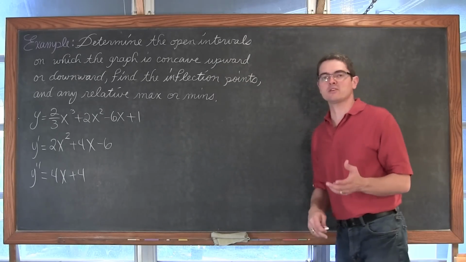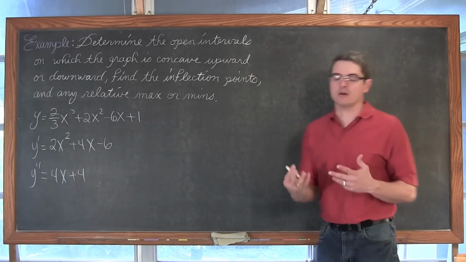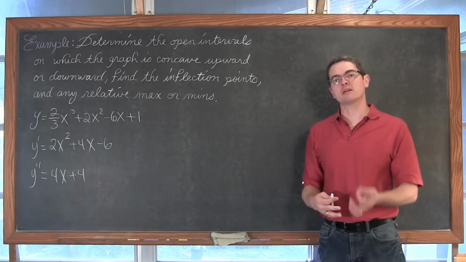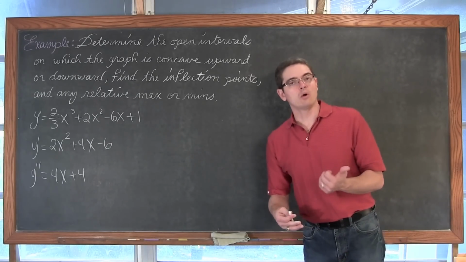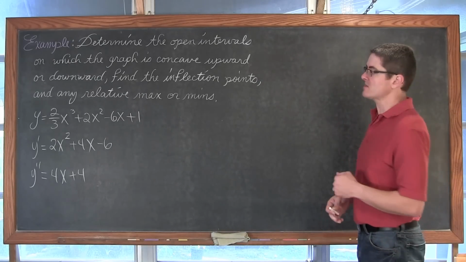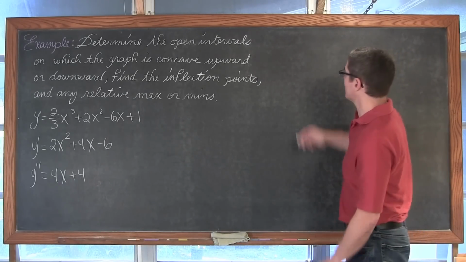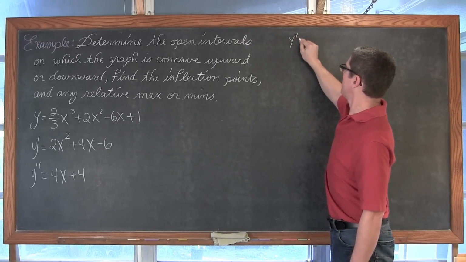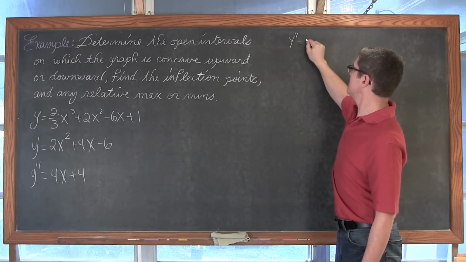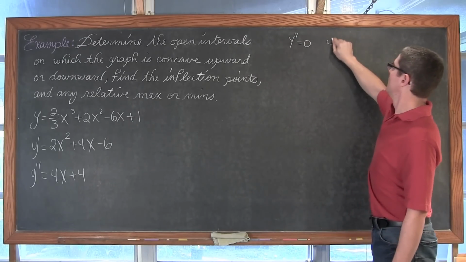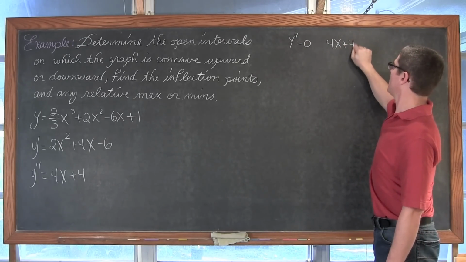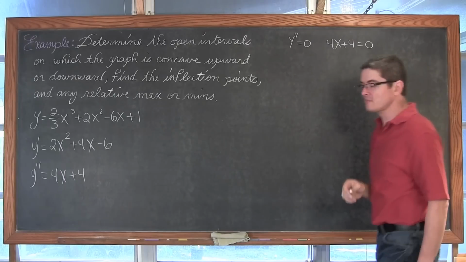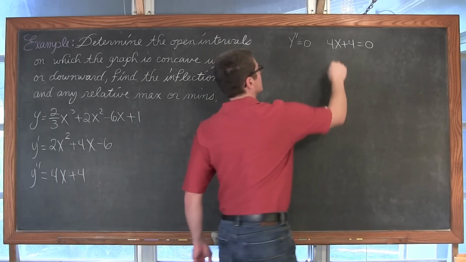Okay, now remember those inflection points and the changes of concavity occur where the second derivative is equal to 0 or undefined, or where the original function has a discontinuity. We already know that does not, so we're going to take a look at the second derivative, and we're going to look for where y double prime of x is equal to 0. So we have 4x plus 4 is equal to 0. We're going to subtract 4 from both sides.